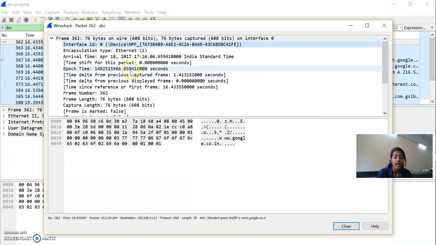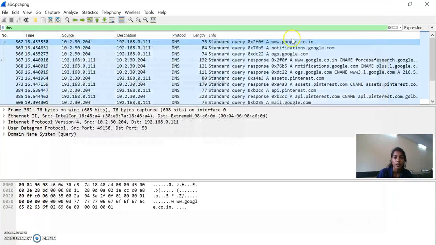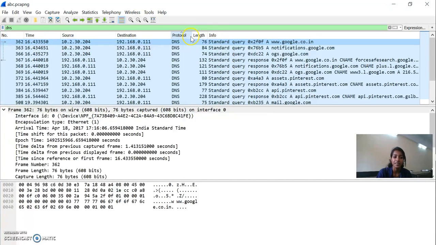And after this, the source IP address is 10.2.30.204 and the destination address is 192.168.0.111 and the protocol used is DNS because we are using that. Moving on to the next question.